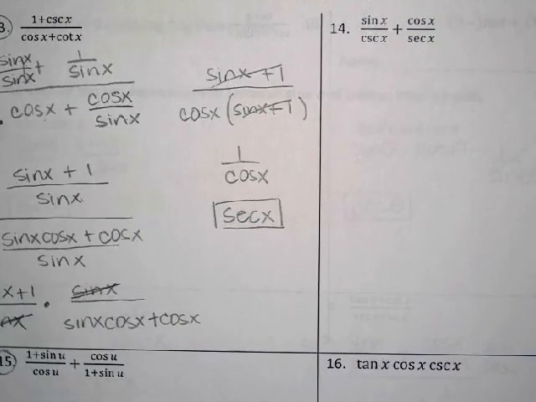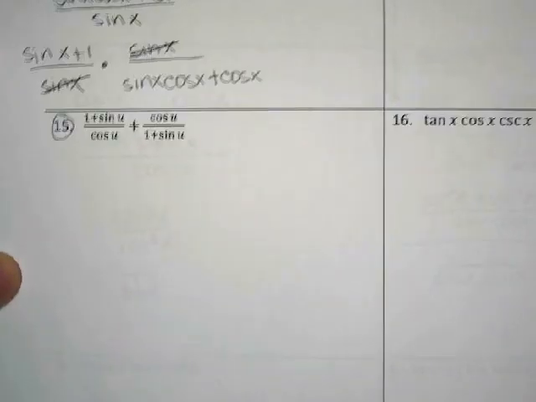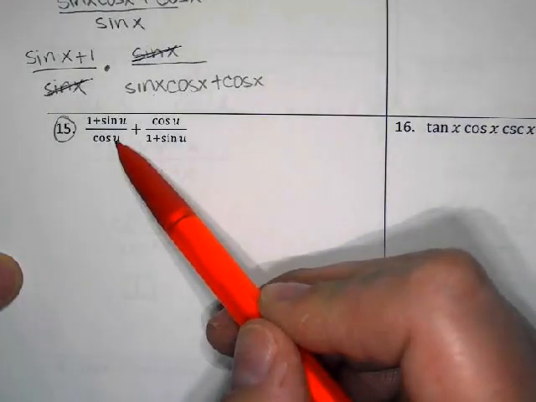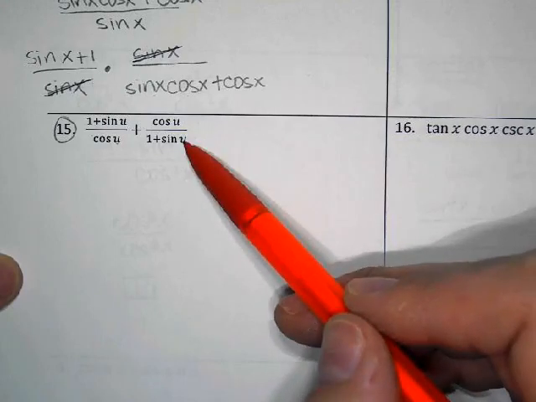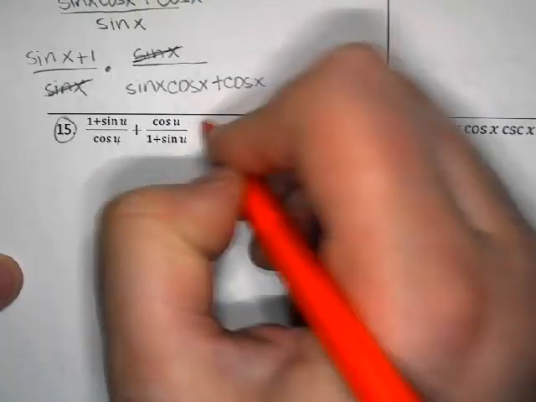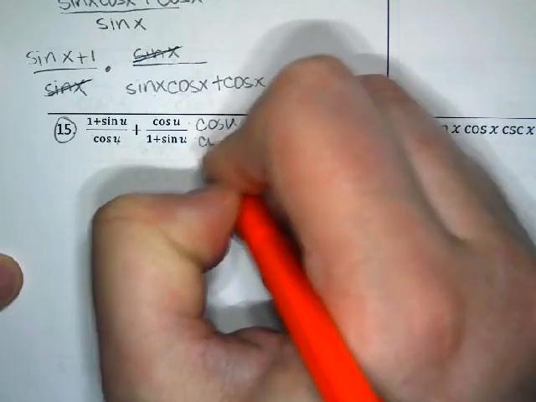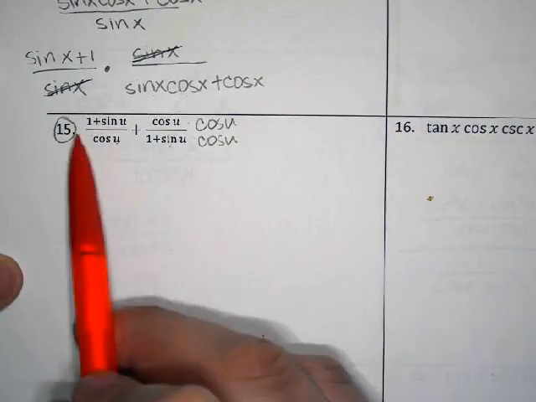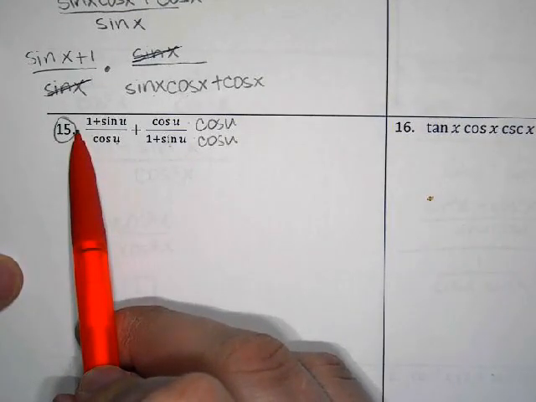Okay. Number 15, what's the first step? Common denominator. You have two fractions you're adding together. They can't be added right now because the denominators are different. You have to have a common denominator. So if this denominator is cos, what am I going to multiply this fraction by? Cos over cos. If this denominator is 1 plus sine, what am I going to multiply this fraction by? 1 plus sine over 1 plus sine.